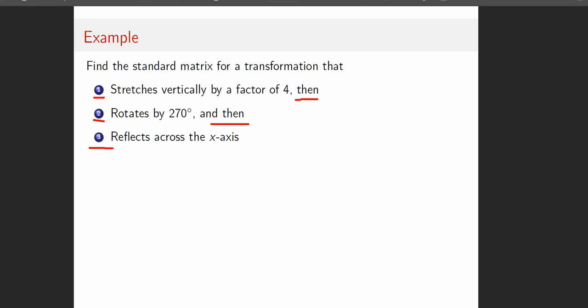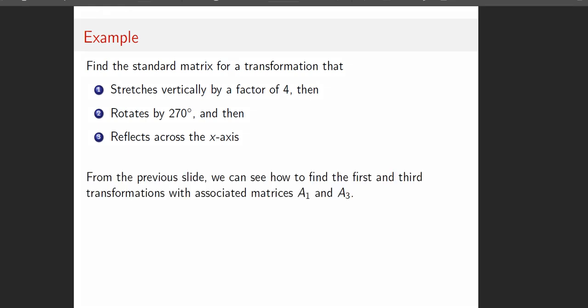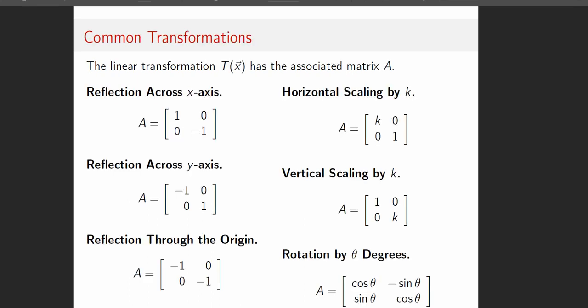Why is that important? Well, we can accomplish this by just creating the 3 individual transformation matrices that we need, but then we have to multiply them in the right order. Okay, so that's where order is going to matter. And we know the first and the third, right? Stretching vertically by a factor of 4, we're like, hey, 1, 0, 0, K.